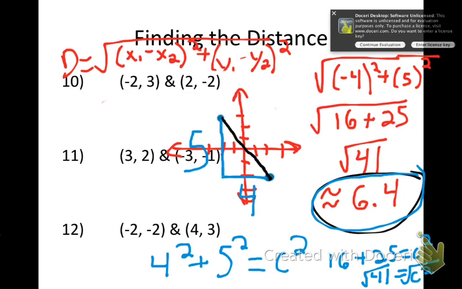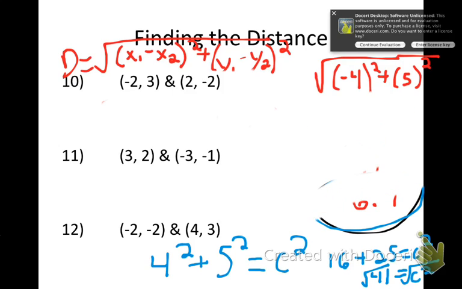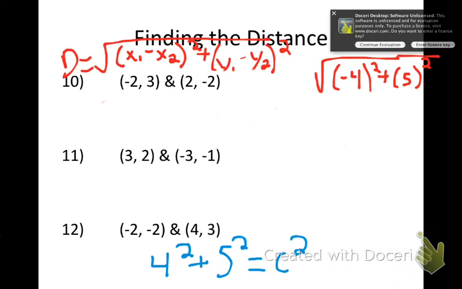Let's try number 11 here. I'm going to have to erase so I can see the rest of my problems, so I can have some room to work these out. It's easier to erase with my finger there. There we go. All right, so number 11, distance formula. Still using that up there.